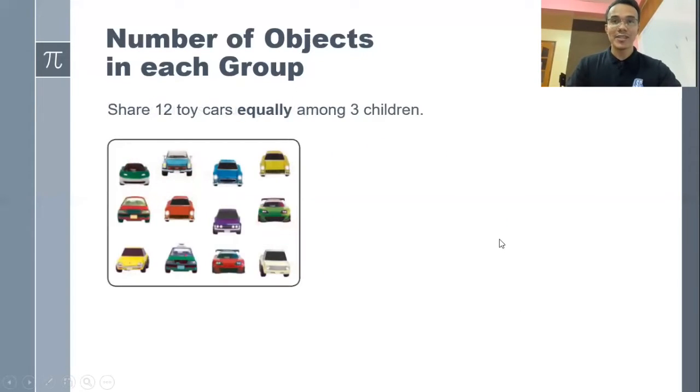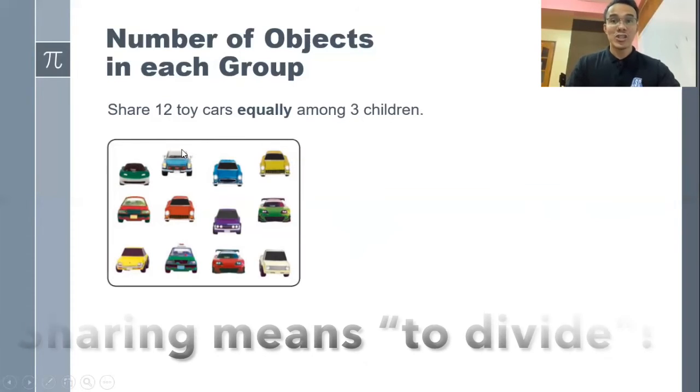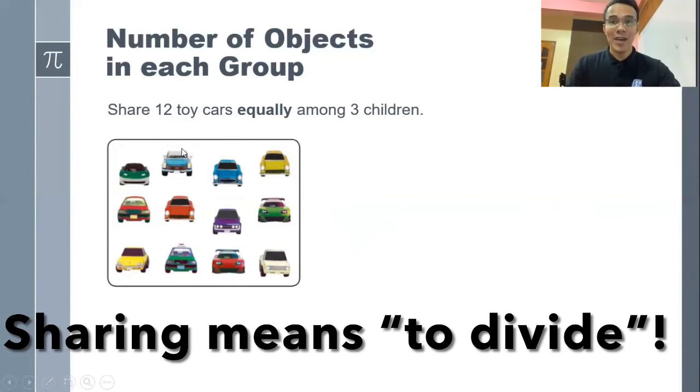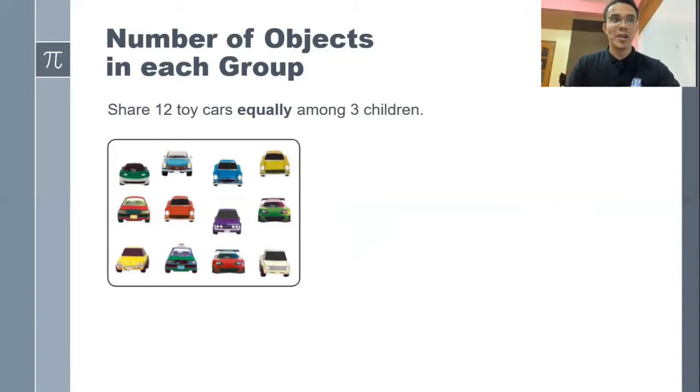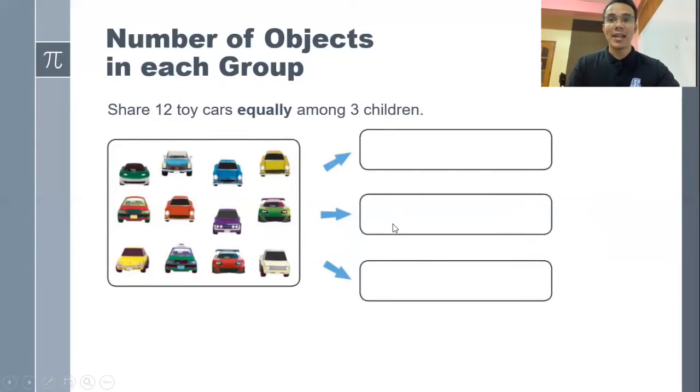Let's have another example. Share 12 toy cars equally among 3 children. We're going to share these toy cars among 3 children. Sharing means dividing. In other words, we're going to divide 12 toy cars equally among 3 children. There are 3 children, so we need 3 groups. And this is how you are going to share these toy cars equally among 3 children.